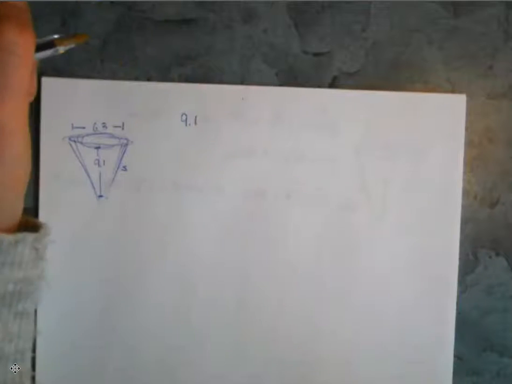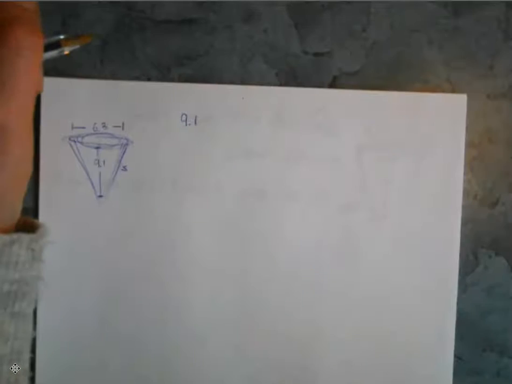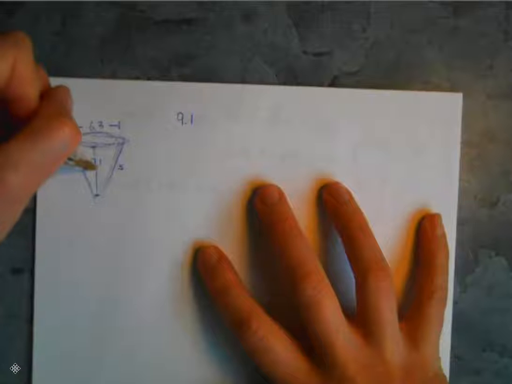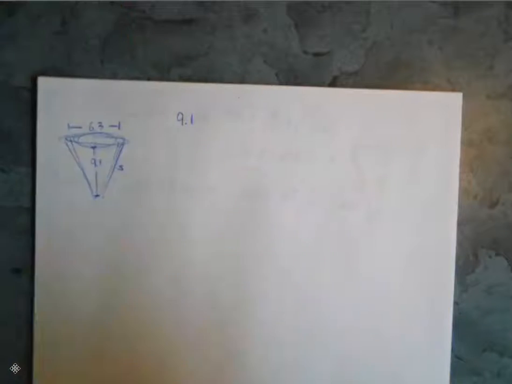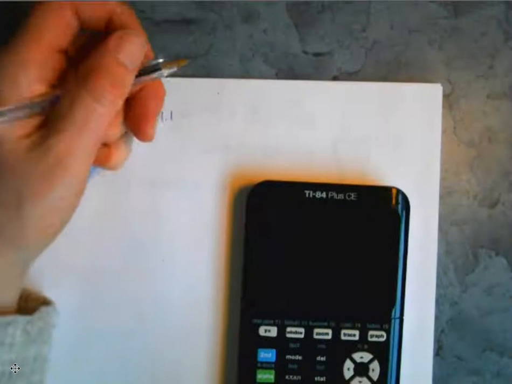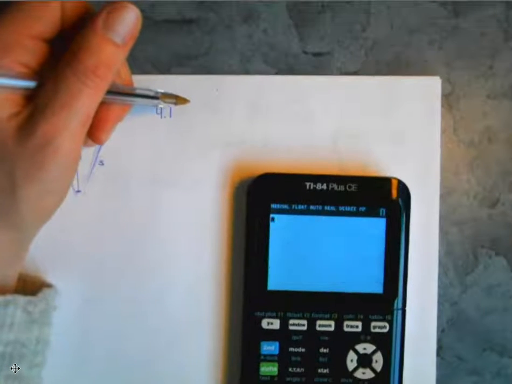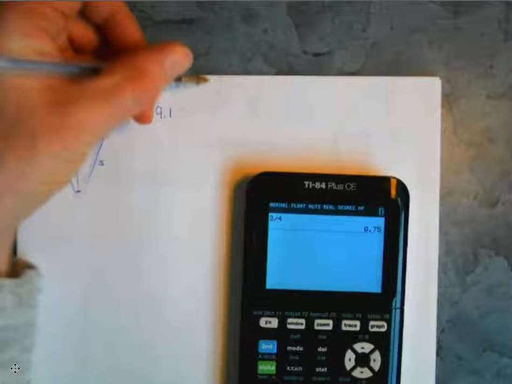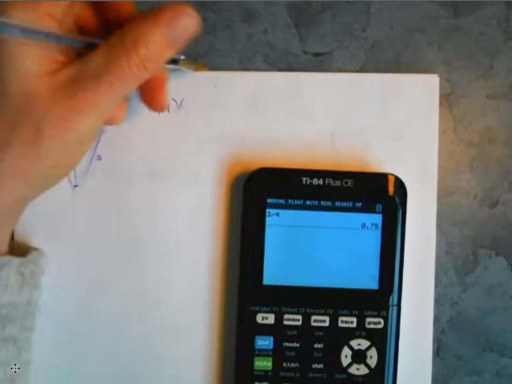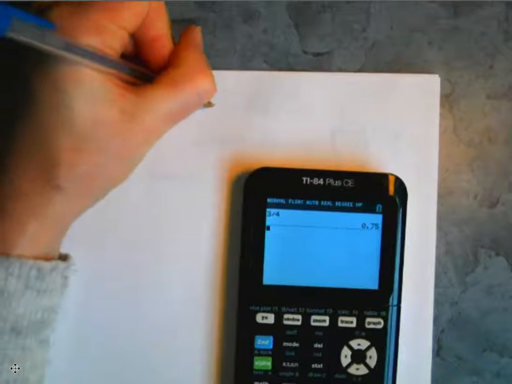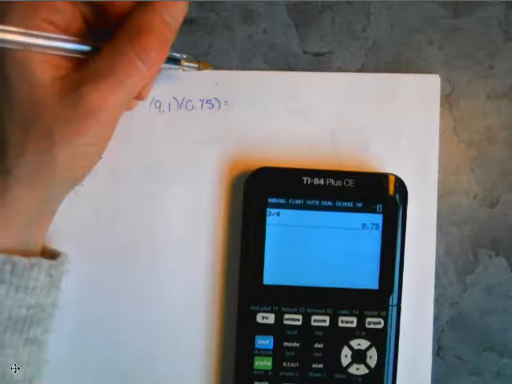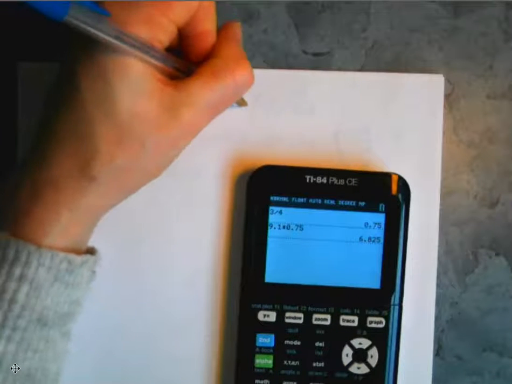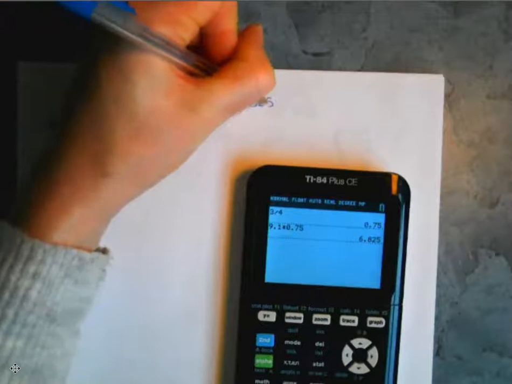And so this is what you would be doing in part A, and you want to solve for it by multiplying it by the scale factor. Now the scale factor is 3/4. So with that kind of a nice easy number, basically what I would do is 3 divided by 4 gives me 0.75. So I'm just going to multiply by my scale factor. So 9.1 times 0.75 gives me 6.825 as my height.